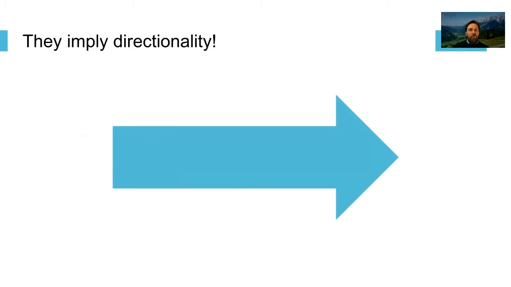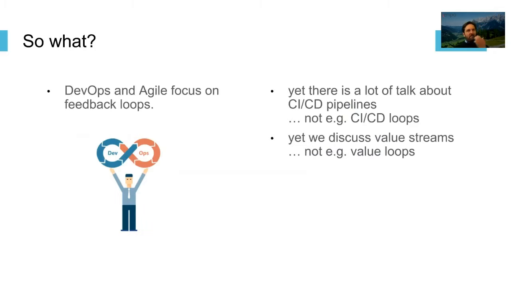So what's the problem? Well, the problem is that DevOps and Agile supposedly focus on feedback loops. So why don't we speak about a CI/CD loop, but about a CI/CD pipeline? Why are we talking about value streams and not, for example, value loops? Which, to my mind anyway, would make a lot more sense. Now you may say, okay, this is just semantics. So what if we call it a pipeline and not a loop?